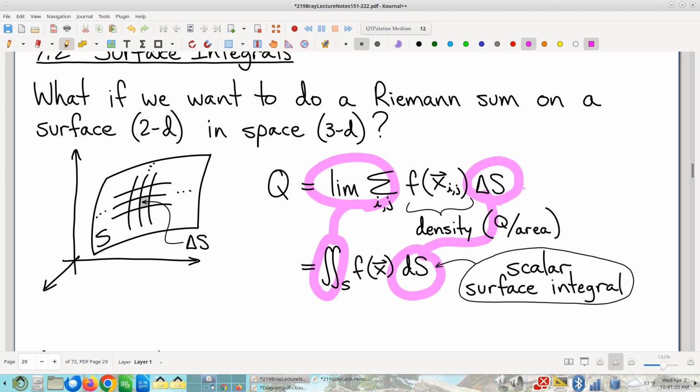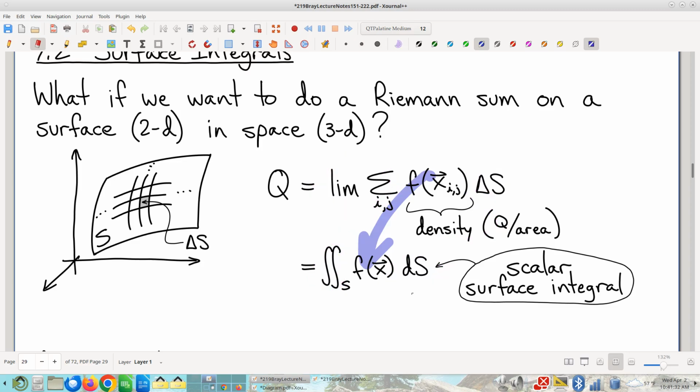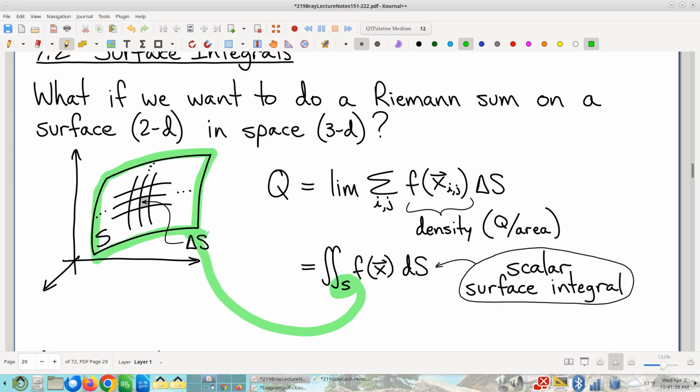ds as a sort of integral shorthand for delta s, representing the area of a little piece of our surface. And then, of course, don't forget to write down your integrand, namely your density. Oh, and then as usual, notice the domain itself is a subscript there for the integral symbol. Okay, so pretty believable notation.